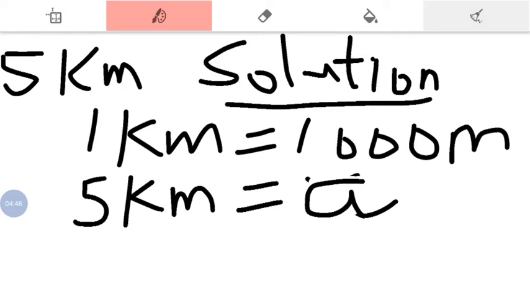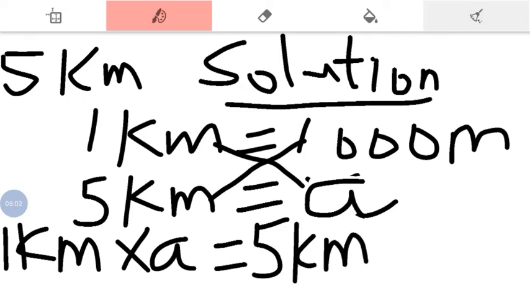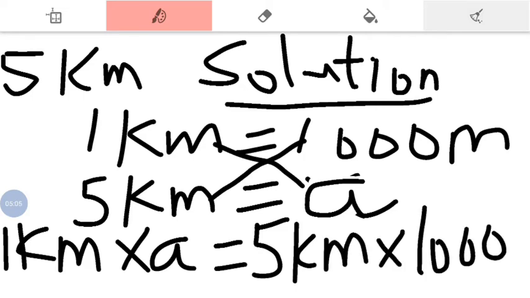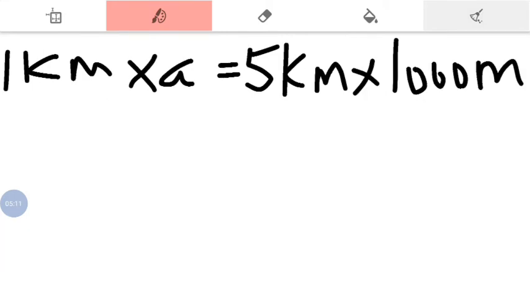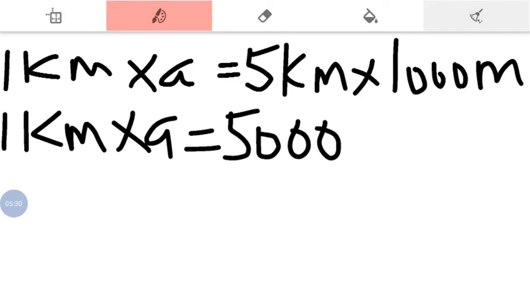Now the next thing we do is cross multiply. Then we have 1 kilometer multiplied by A equals 5 kilometers multiplied by 1,000 meters. So we multiply. We have 1 kilometer times A equals 5 times 1,000, which is 5,000. And kilometers times meters, we have kilometer meters.